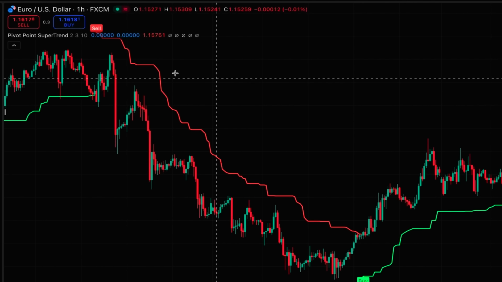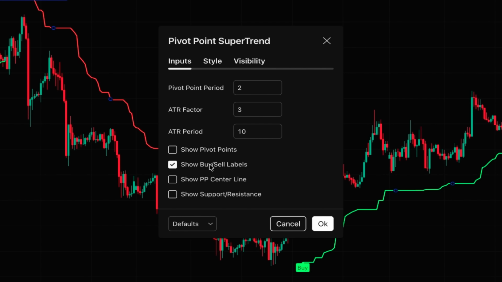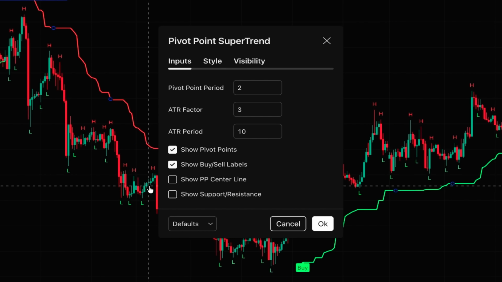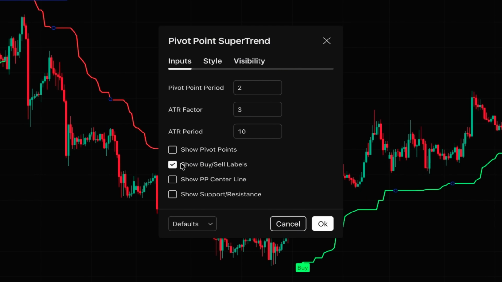There are also some other features for this indicator in the settings. For example, you can add pivot points. So the pivot points are added to the charts. So in case you need them in your trading strategy, you can use them. And the buy sell signals are also on by default. So on the changing points of the indicator, we have buy sell signals printed on the price chart.